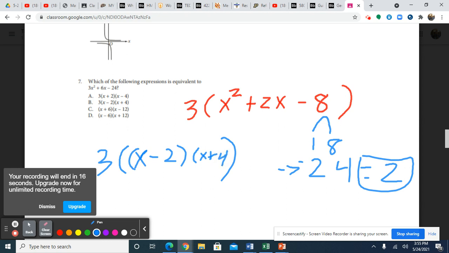So the 3 is still on the outside. It can't be C or D. And the only possible answer for this would be B.